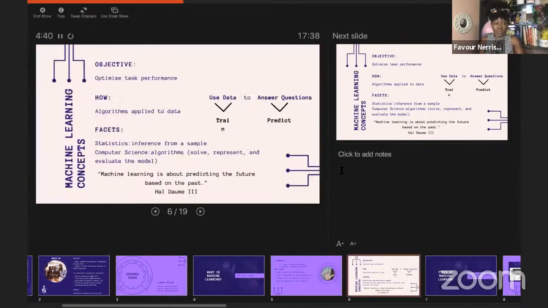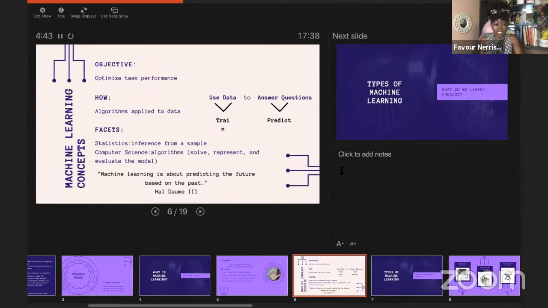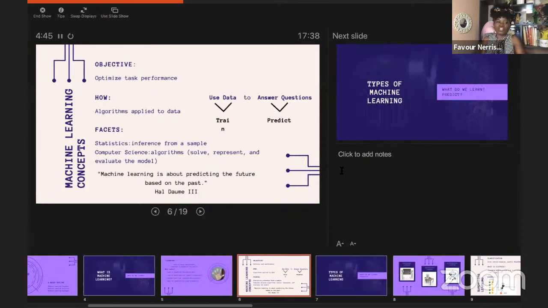And so now we go into specifically more about machine learning concepts. The entire objective for machine learning is to optimize task performance. How it does this is it uses algorithms and applies them to data. So when you have data, you want to use that to train, and then you want to answer some question, right? It could be anything that you want. The relation between this is that data is used to train whatever model you have, and then it predicts some variable output or tells you some explanation of the structure or model overall.